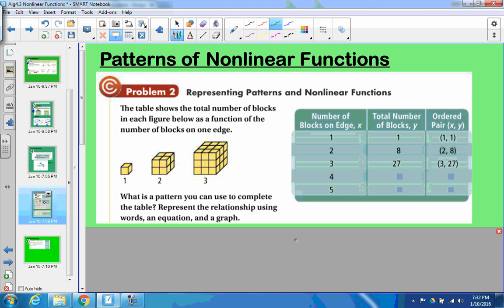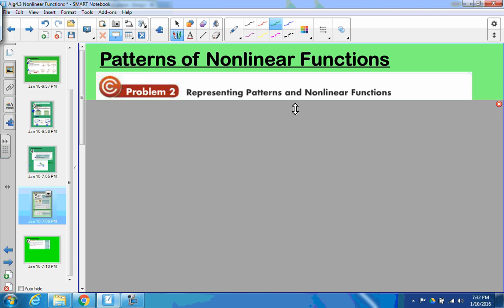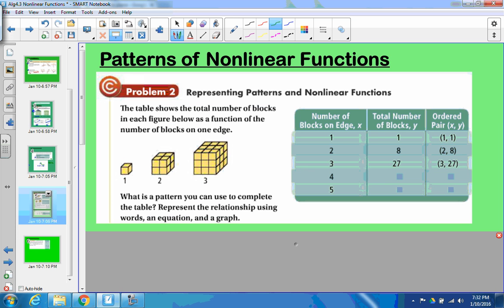Alright, going on to the second part of this, patterns of nonlinear functions. So looking at patterns, kind of like we did with linear functions, and representing them a few different ways. So, this problem right here, the table shows the total number of blocks in each figure as a function of the number of blocks on one edge. What is the pattern you can use to complete the table? Represent the relationship using words, an equation, and a graph.